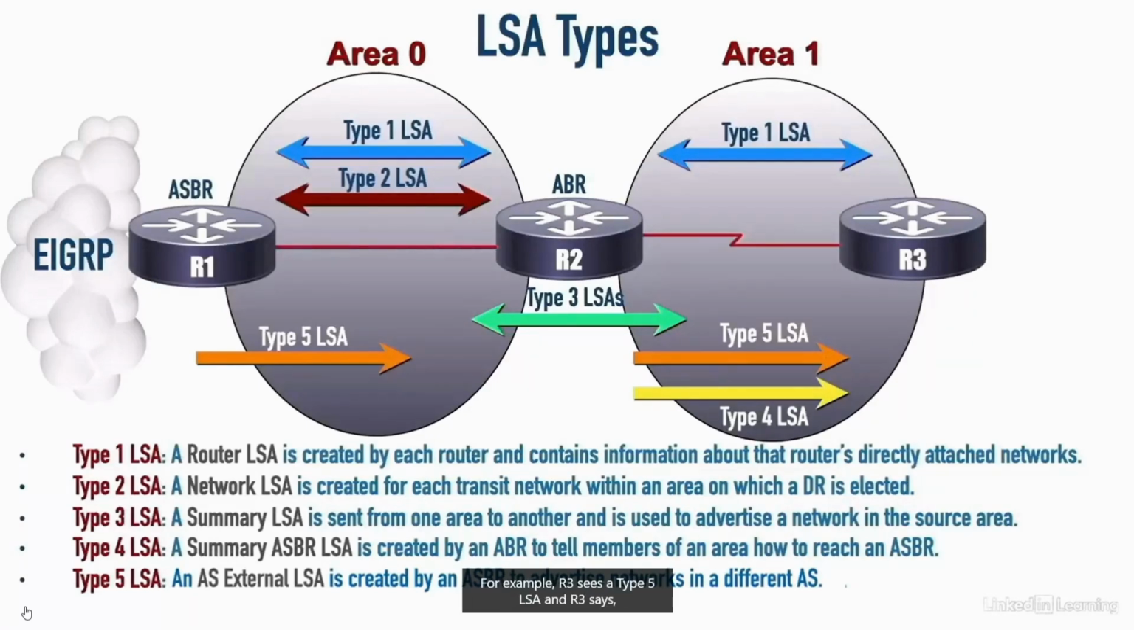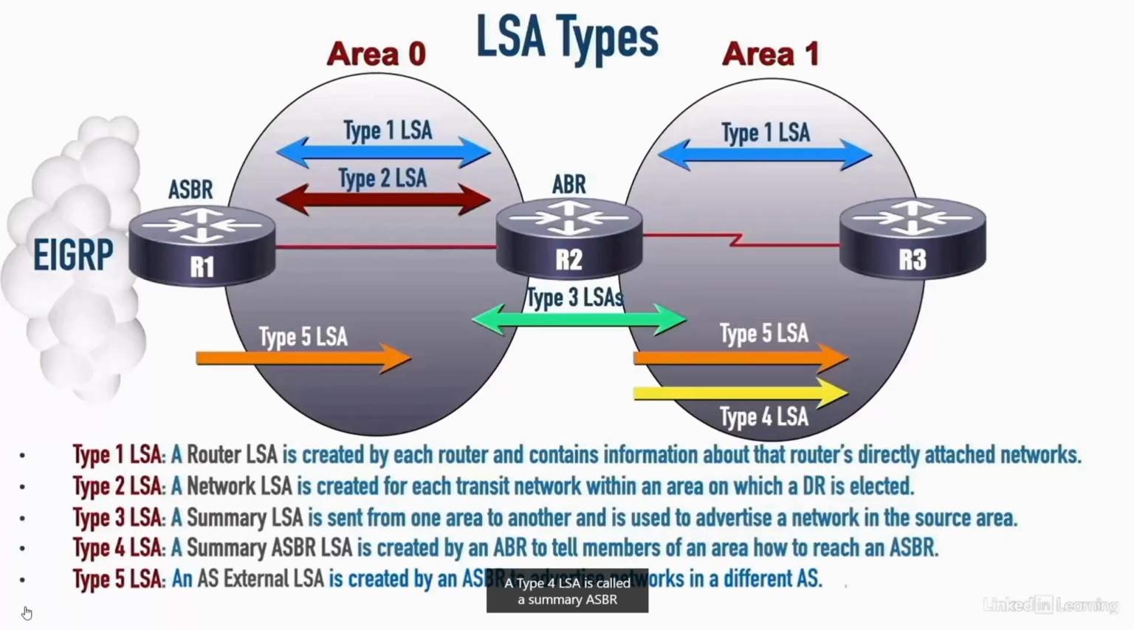For example, R3 sees a Type 5 LSA and R3 says, yeah, I'd really like to go to that network, but I don't know what IP address is going to get me out of my autonomous system into that network. So R2, since it does know about the ASBR, it's sharing an area with the ASBR, R2 is going to send a Type 4 LSA.